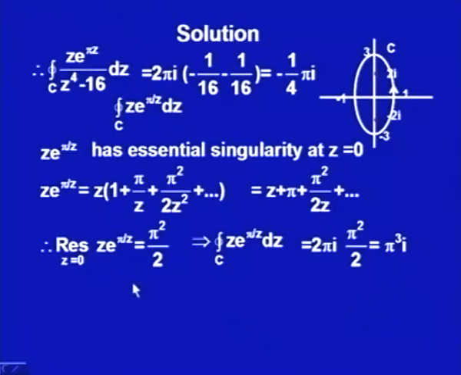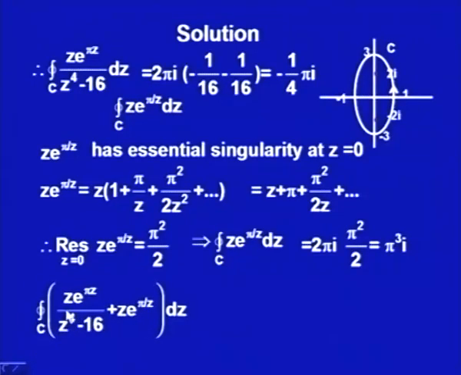Now, what we have got: the first integral we have got as minus 1 by 4 pi i, the second integral we are getting is pi cube over i. So, now the integral of our given function z e to the power pi z upon z to the power 4 minus 16 plus z times e to the power pi by z dz is actually the sum of both the integrals. The first integral value is minus 1 by 4 pi i, the second integral value is pi cube over i.